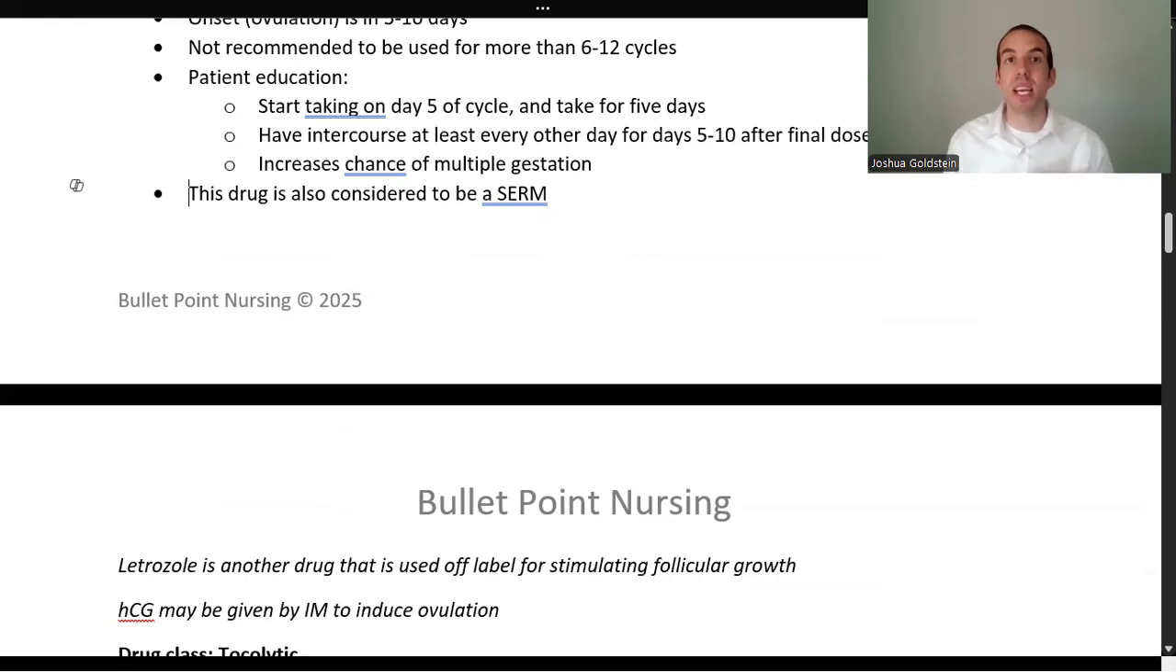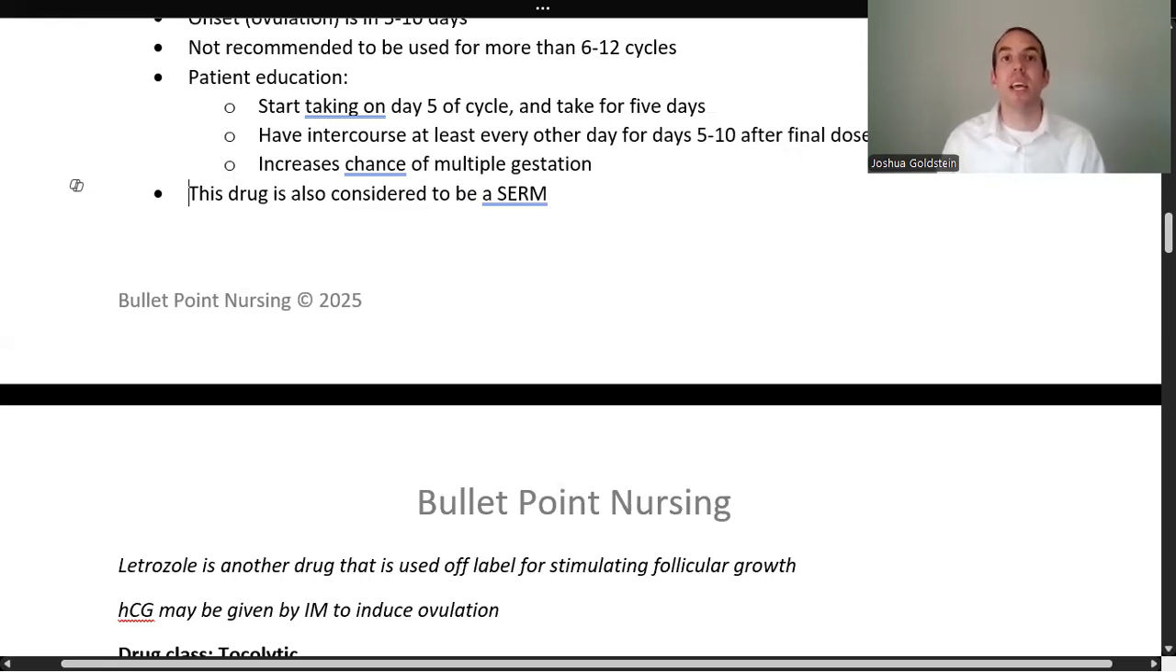So it's 5, 5, and 5. First 5 days they're bleeding. Second 5 days, they're taking the medication. Then wait 5 days and then start having sex at least every day or every other day for the next 5 days until after the final dose. Do keep in mind you need to educate patients taking this that it increases their chance of having a multiple gestation, meaning twins, triplets, etc.